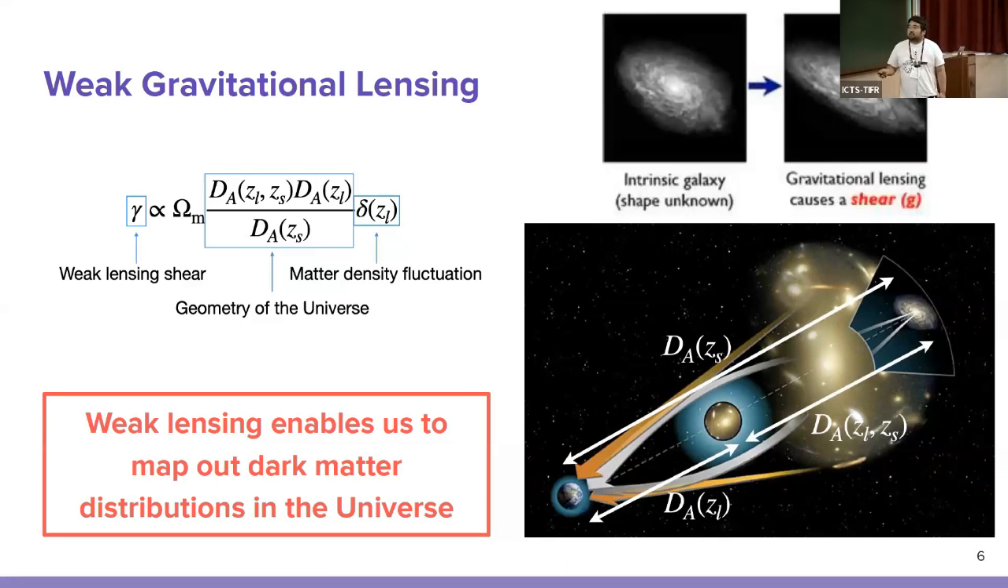This shearing is denoted as gamma, and it is proportional to the geometry of the universe. These are the distances between us and the distant galaxies, us and the intervening matter, and the intervening matter and the distant galaxies. And of course it's also sensitive to the matter density fluctuation. This is what we want to measure, the large scale structure information. The point is that this is caused by gravity, so there's no distinction between ordinary matter and dark matter in the weak lensing signal. We can observe the ordinary matter plus dark matter distribution.